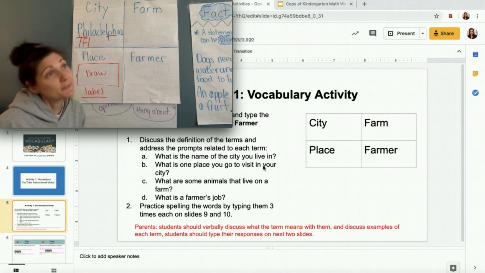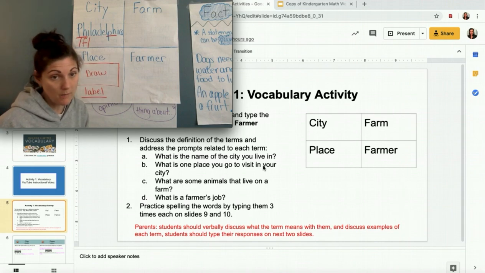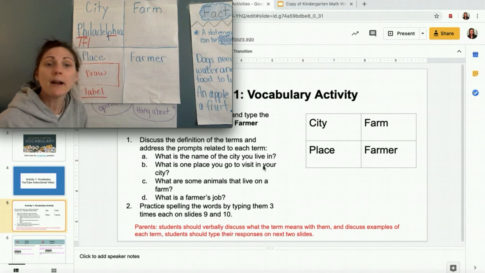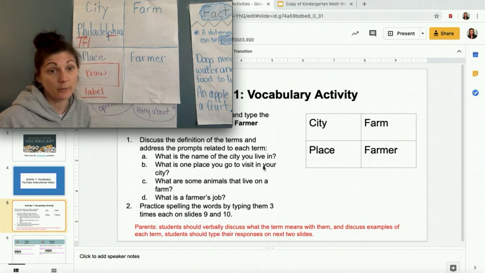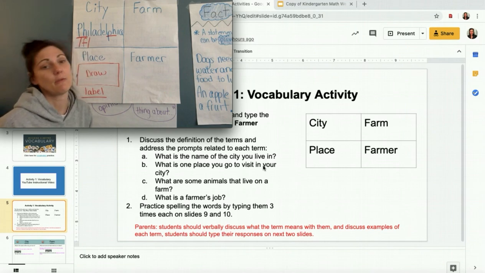Mrs. Hill, how do you spell? I would say use the word wall. So you used your sight words, or I would say use your resources. Look around the room. Do you see the word anywhere in the room? Is there a book that we've read that refers to that word? And you can use that.